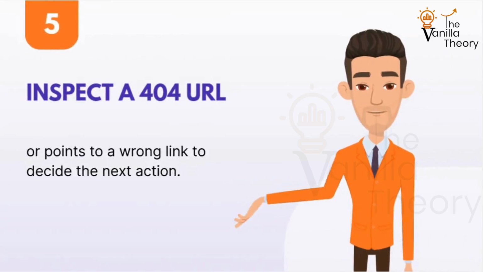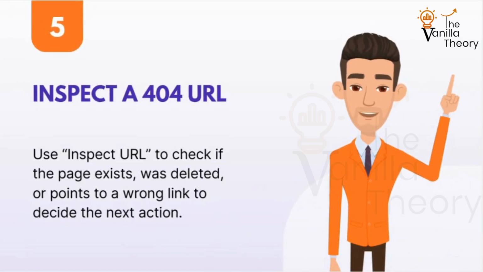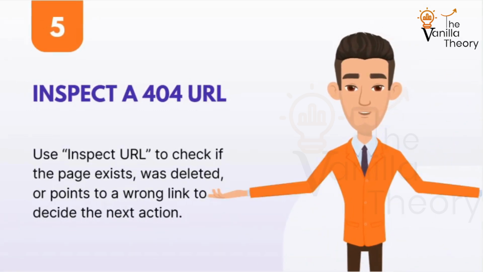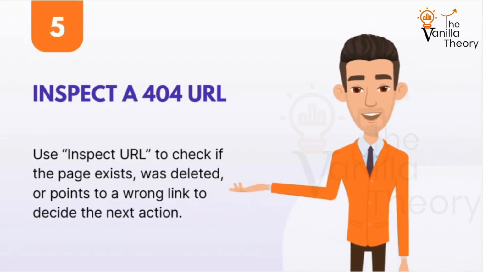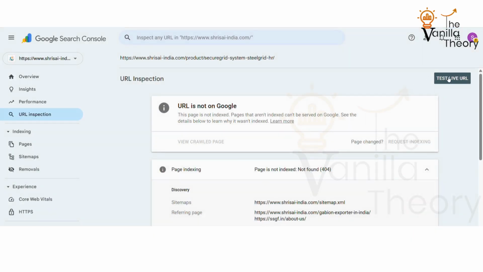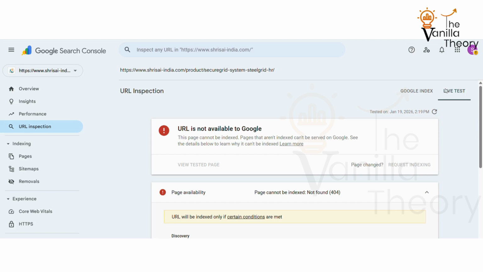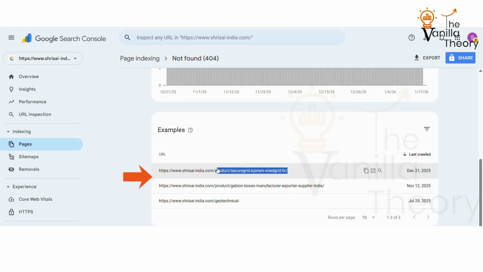5. Inspect a 404 URL. Use Inspect URL to check if the page exists, was deleted, or points to a wrong link to decide the next action. After inspecting your page, we found that it is not indexed on Google. Upon further checking the website, if the page returns a 404 error, we can proceed with removing the URL.